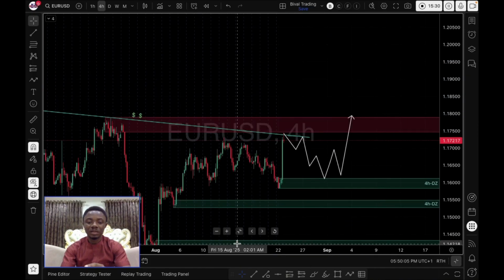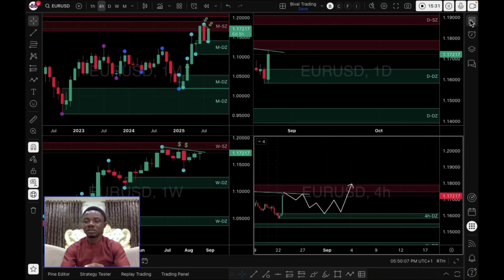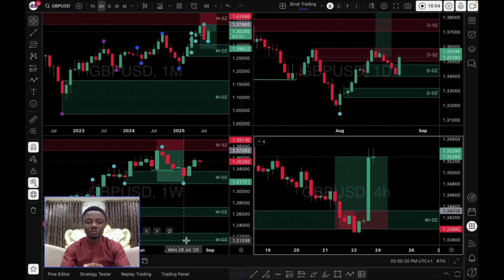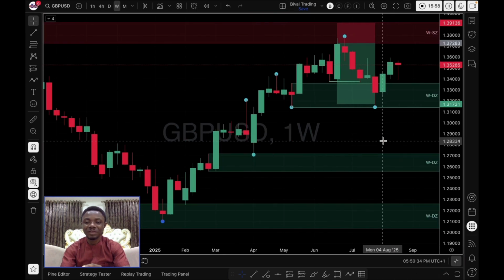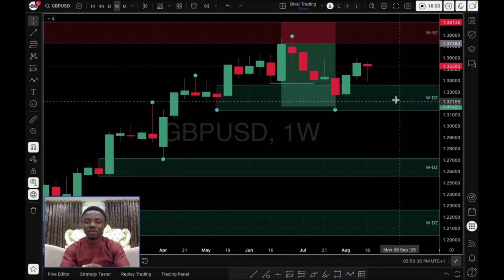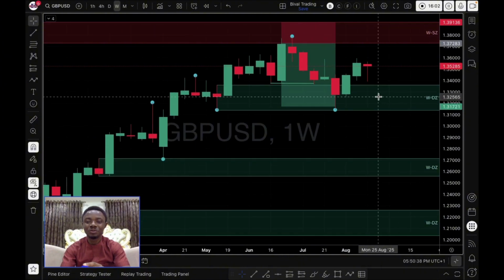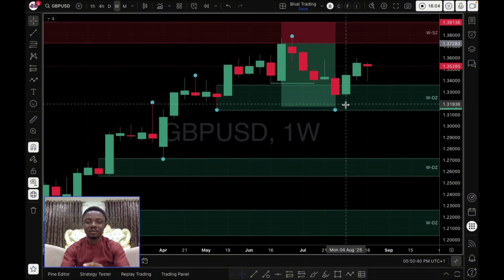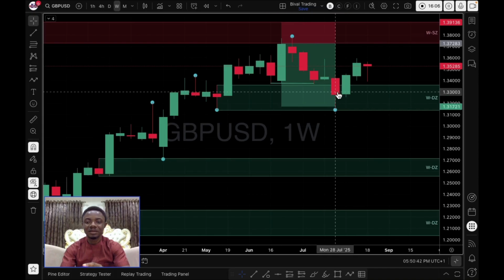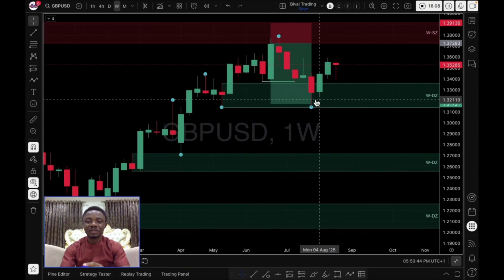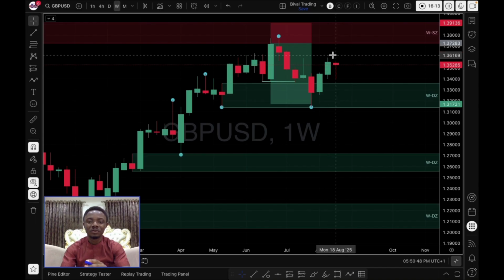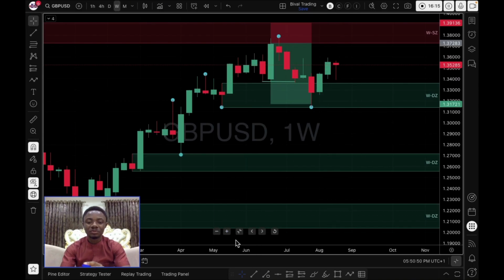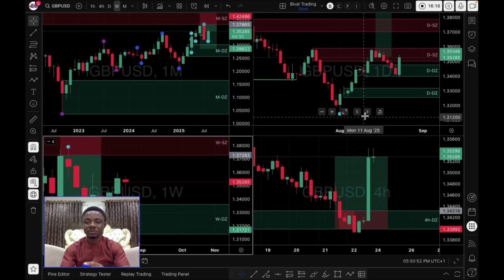Now I'm heading to the next pair, which is GBPUSD. On GBPUSD, starting from the weekly time frame, you can see that this weekly demand zone is really holding price here. Therefore, after price traded into this demand zone on the weekly time frame, you see price pushing back upward. All right. So now let's drop down to the daily time frame and see what is going on there.